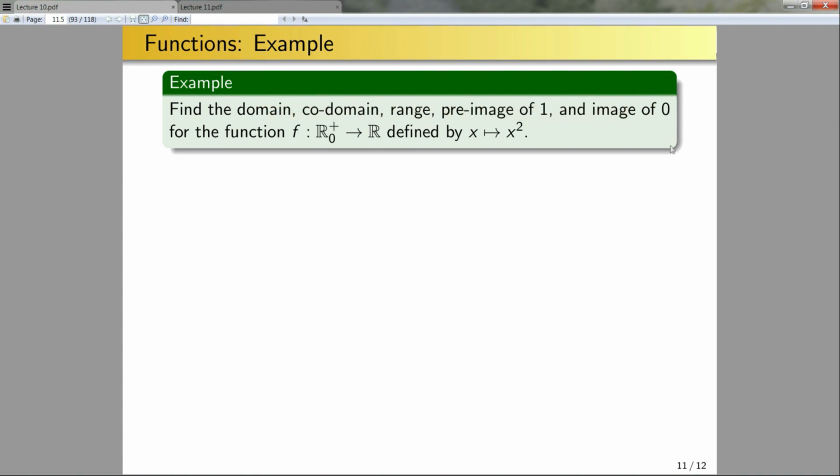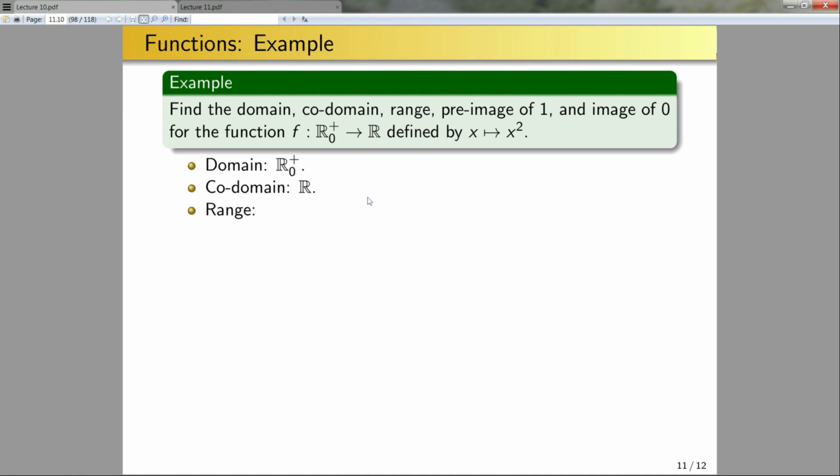Okay, so what would the domain be? Pause the video, think about it for a second. The domain is simply going to be the set that I'm mapping from. So explicitly, the domain will be this set. What about the codomain? Take a second, think about it. Well, the codomain is just the set of things that I'm mapping to, so that's going to be the whole real numbers.